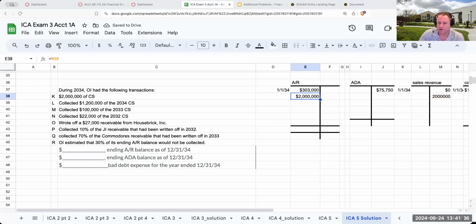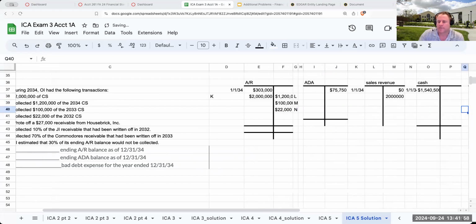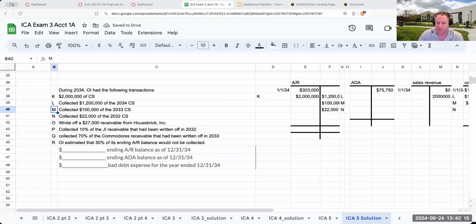Okay, so debit AR, credit sales revenue. That's letter K. I collect 1.2 million of the 2034 sales revenue. So we've got L, M, and N. We've got 1.2 million, 100,000, and then 22,000. For all these items, L, M, and N, it's basically the same thing. I'm debiting cash, crediting accounts receivable. So that's L, M, and N, same transaction.